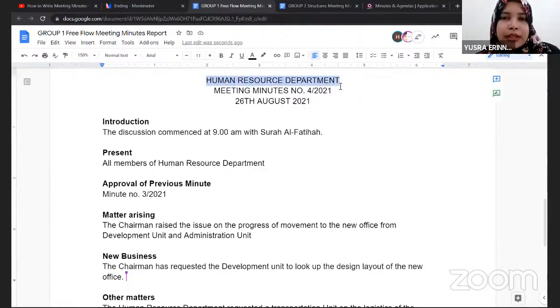You have your department's name, meeting minutes, complete with the series number. If you want to include it also, no problem. And also the date. Everything is there. Introduction: the discussion commenced, very good, using past tense, at 9 a.m. with Surah Al-Fatiha. Present, because it involves the whole department. So this is enough. All members of the Human Resource Department.